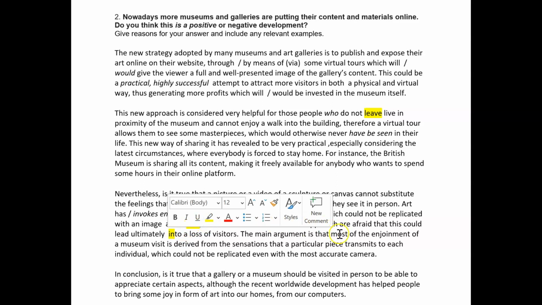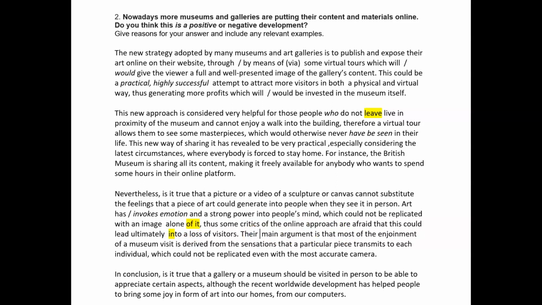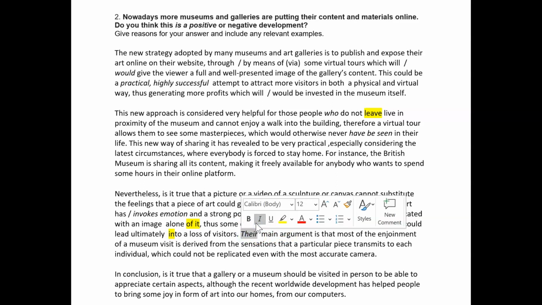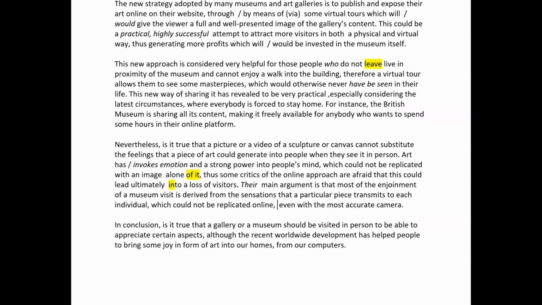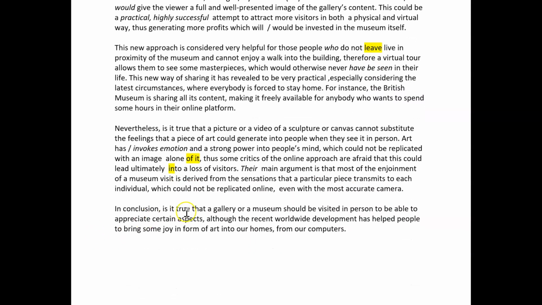The main argument is, or their main argument, because you've talked about the critics, so here you're referring back to the critics, so lovely bit of referencing. This keeps your writing really tight on the coherence, okay, rather than repeating the critics. You're just using this referencing to refer back to them. The main argument is that most of the enjoyment of a museum visit is derived from the sensations that a particular piece transmits to each individual, which could not be replicated online, even with the most accurate camera. Absolutely right. Yeah, that's so true. Really, really good point.